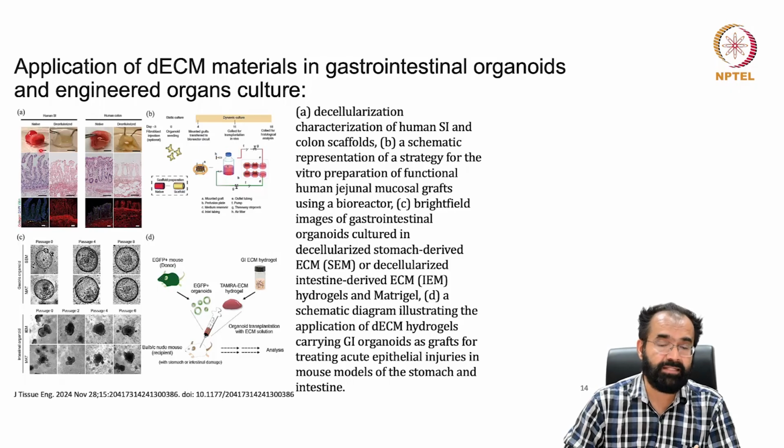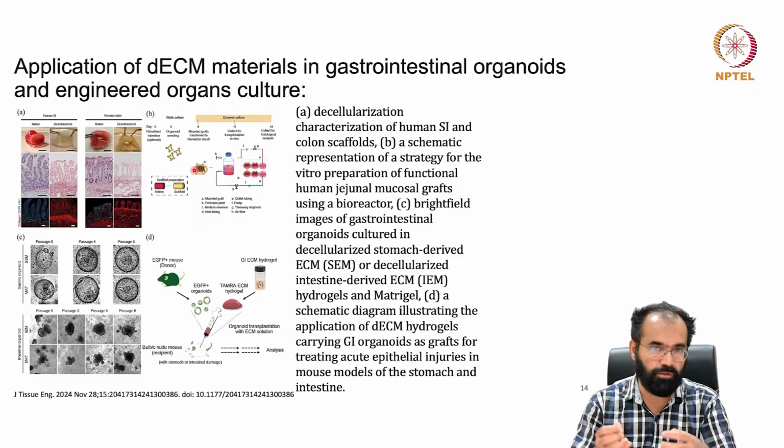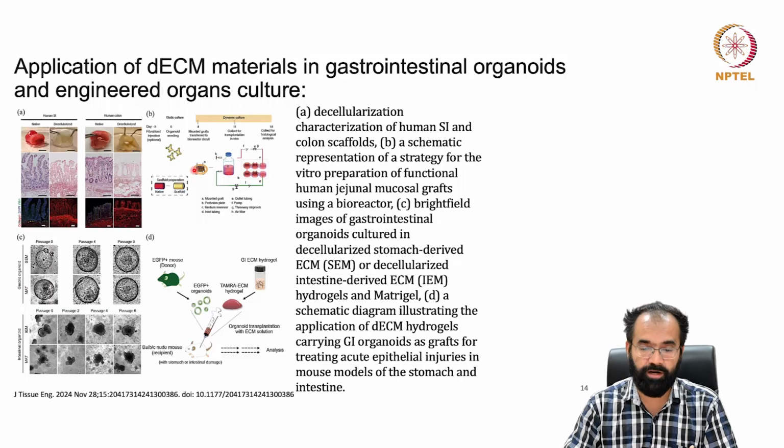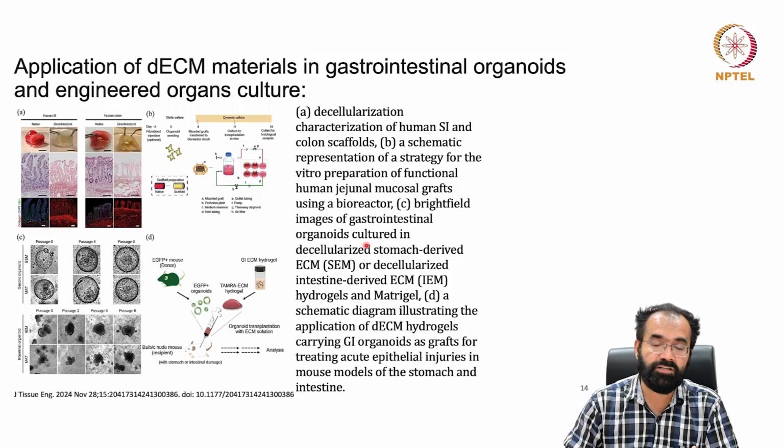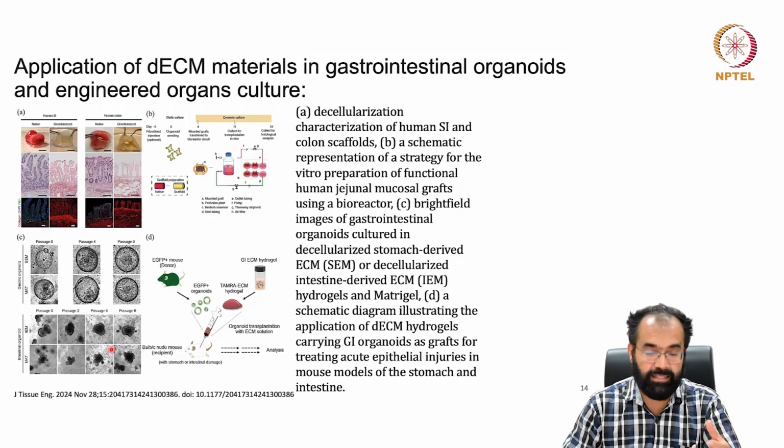You can see here it's a part of the gastrointestinal tract. And B is a schematic representation of the strategy for in vitro preparation of functional human jejunal mucosal grafts using bioreactor. That simple: get rid of the cells and you inoculate them, provide them the nutrition so that they colonize. And C is the bright field images of the gastrointestinal organoids cultured in the decellularized stomach-derived ECM. So it is also known as SCM, stomach-derived extracellular matrix, or decellularized intestine-derived ECM, IEM. And hydrogels and matrigels are also compared to that of this dECM.